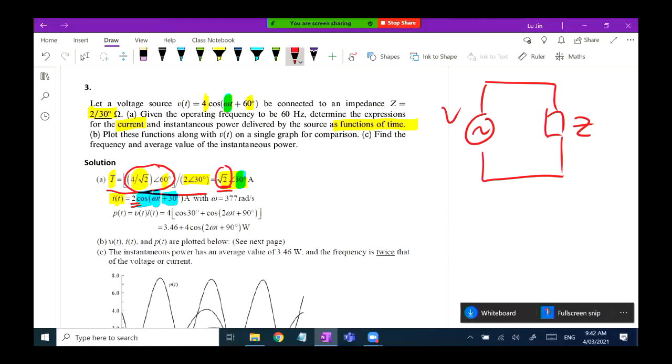For the power, okay, in time domain, the real power is equal to the voltage times the current. Then we derive such an answer.